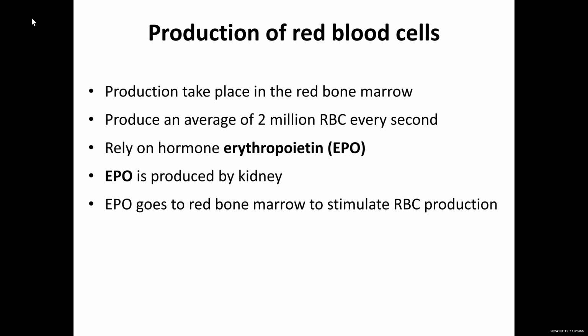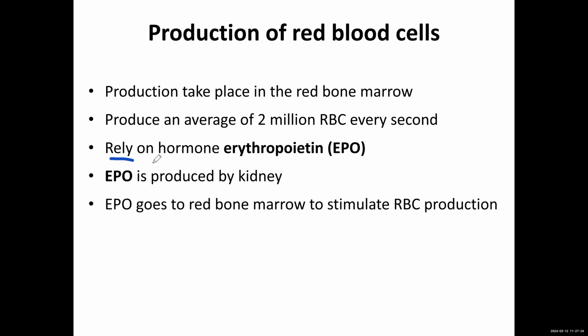Now, where are red blood cells made? Production of red blood cells takes place in the red bone marrow. Where is this red bone marrow located? Well, because it's bone marrow, it's somewhere in your bone, right? The red bone marrow in adults is located in spongy bone, so it will be in the flat bones or in the epiphyses of long bones. It produces an average of 2 million RBCs every second.